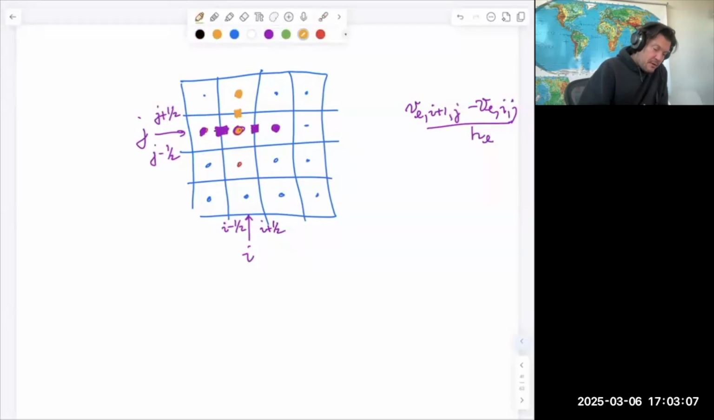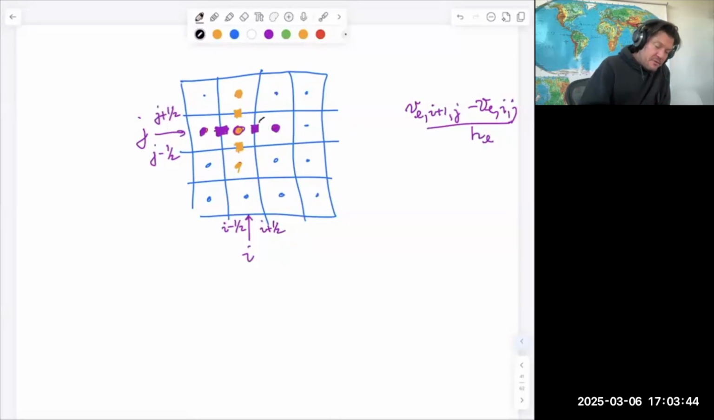Well, this point down here is where my next difference is going to be defined, and it's going to be the difference between the value at this point and the value at that point, and it's going to be defined at this edge point. Its coordinates are: the x coordinate is i, and the y coordinate is j minus a half. So that's where I want to define the values of my diffusivity.